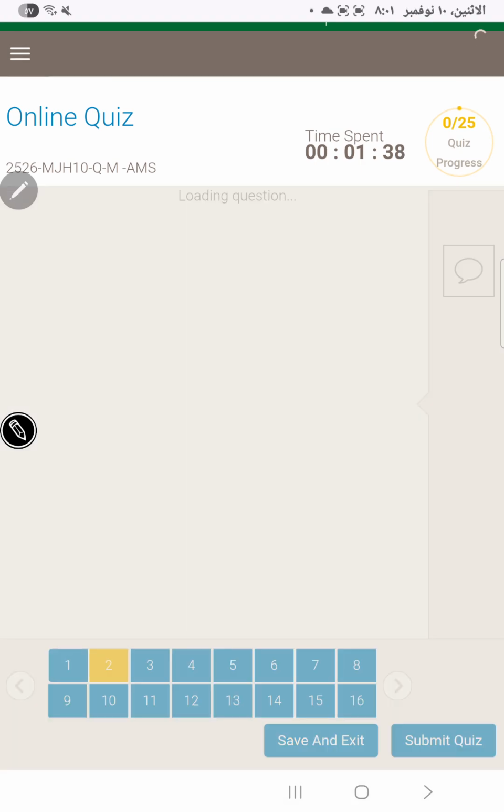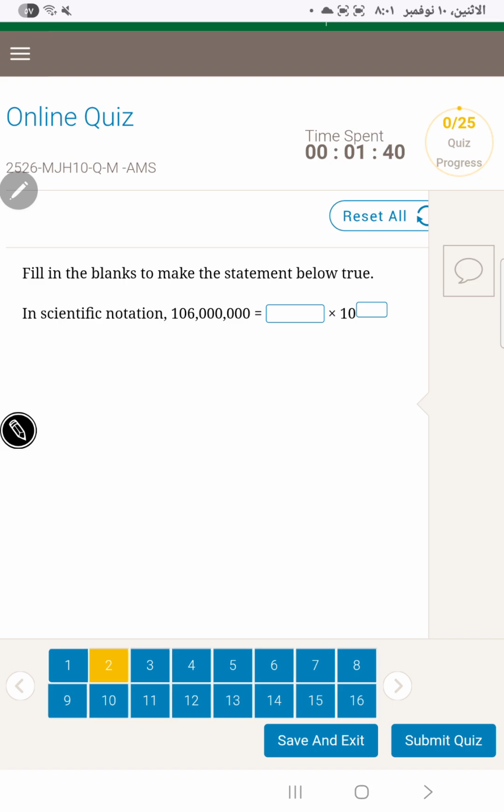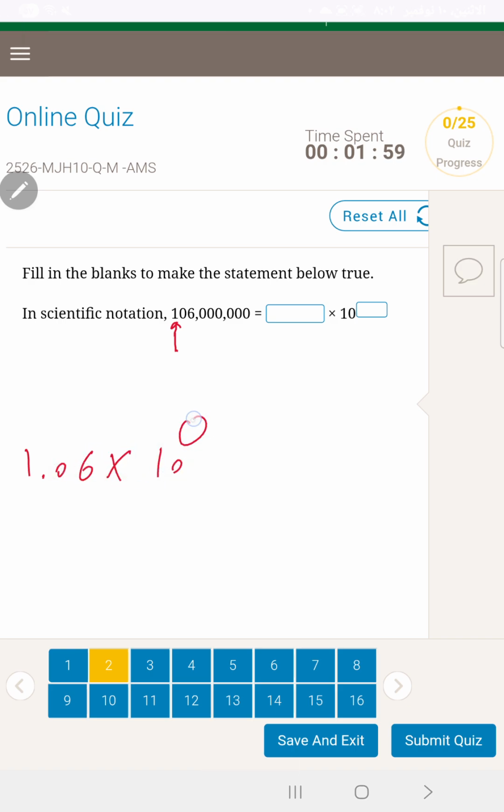Question number 2 now. Fill in the blanks to make the statement below true. In scientific notation, you have to write the decimal after the first non-zero digit. So this must be 1.06 times 10 to the power of what number? You have to count here. You have 3 and 6 and 2, so all of them will be 8. So here you have 8. So 1.06 times 10 to the power of 8.